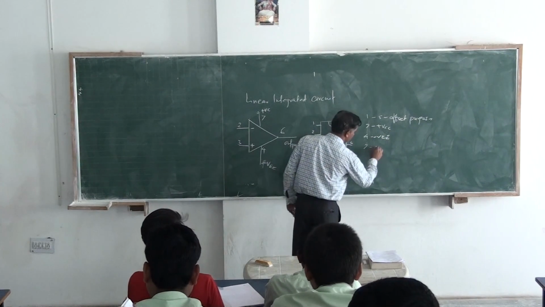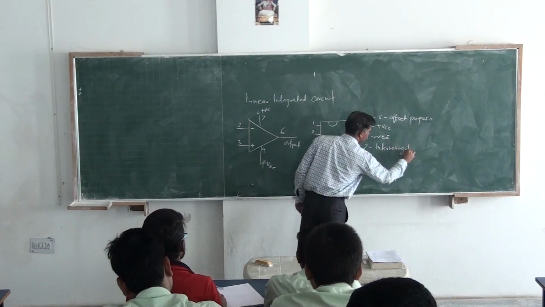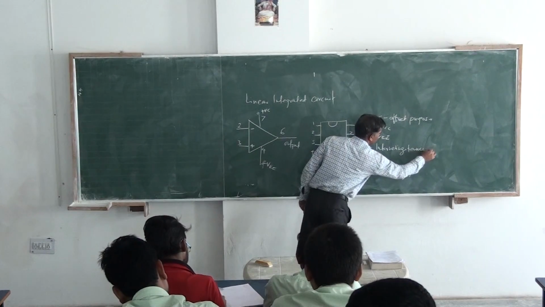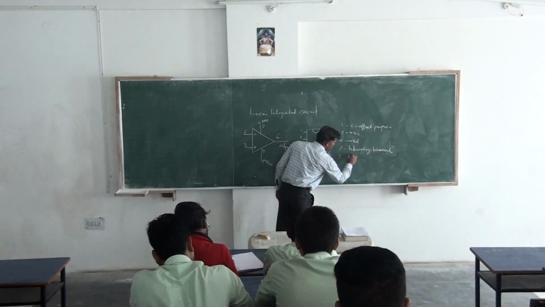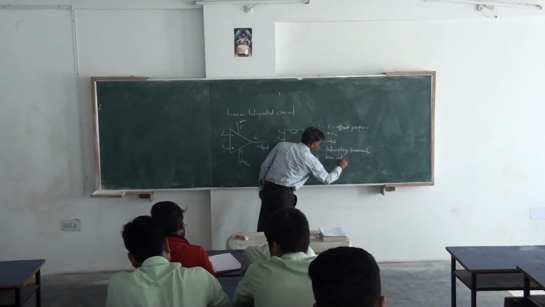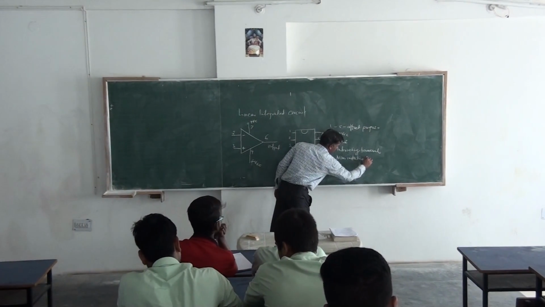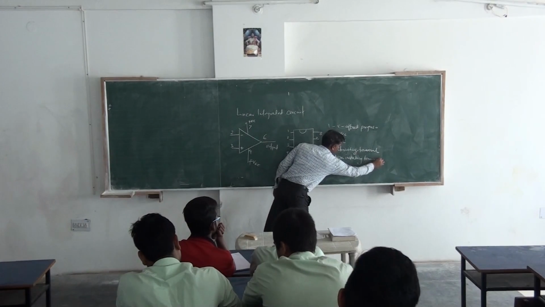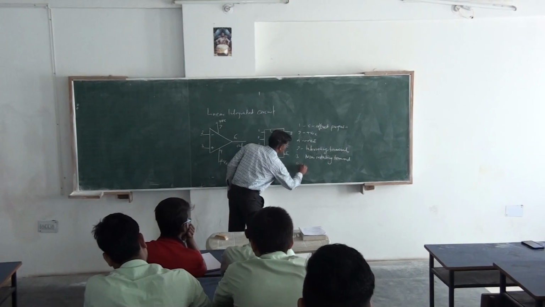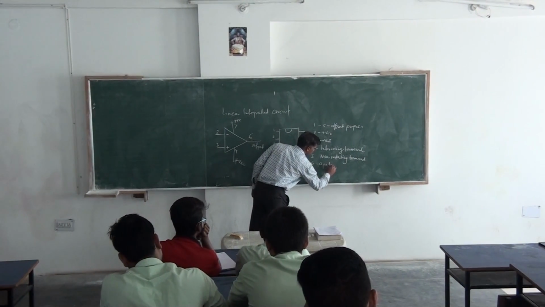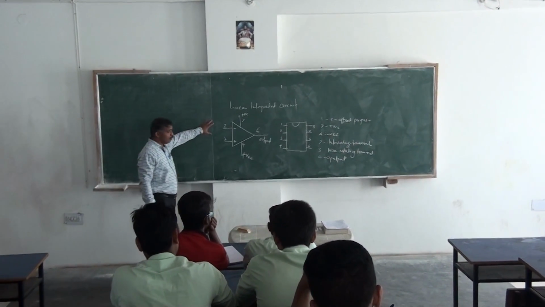Pin number 2 is the inverting terminal, where you can apply the input to that terminal. Pin number 3 is the non-inverting terminal. And pin number 6 is your output voltage, from where you can get the output of this op-amp. Okay, this is the symbol for op-amp.